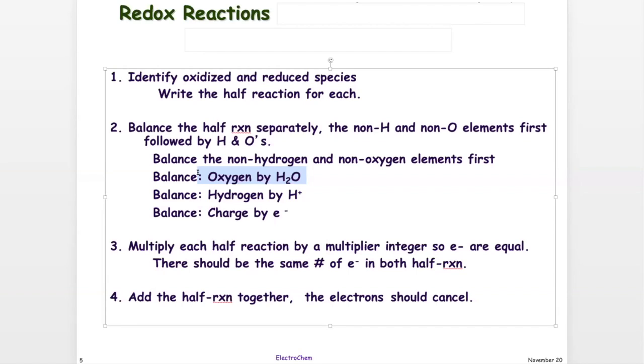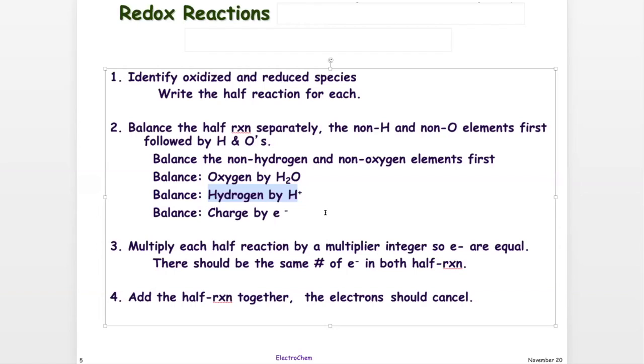But now when you balance things by water, you also introduce hydrogen. That's okay. We balance hydrogen by H plus. And you might say to yourself, well, okay, H plus is good if it's acidic. What if it's basic? Well, we'll make that correction shortly. So hydrogens by H plus.